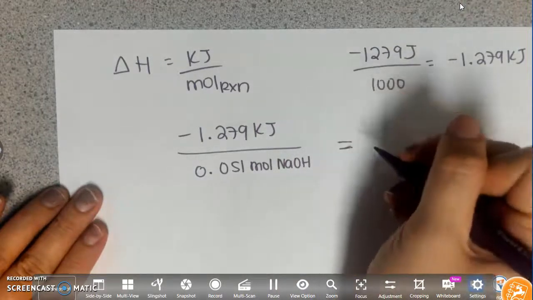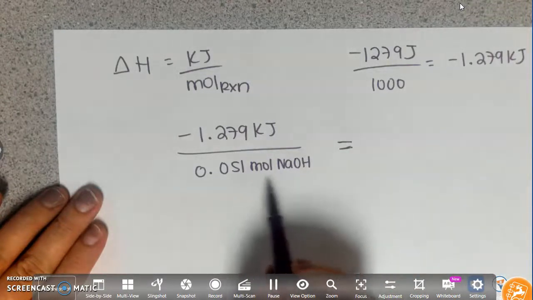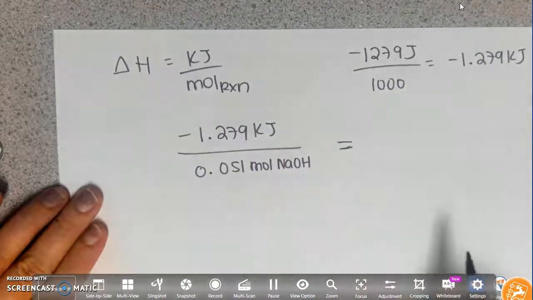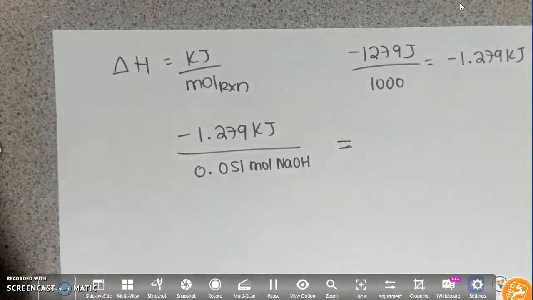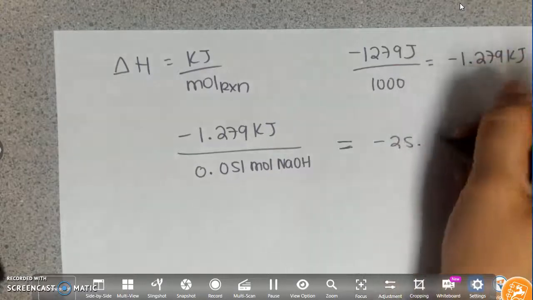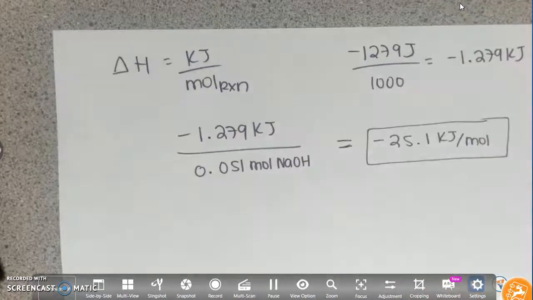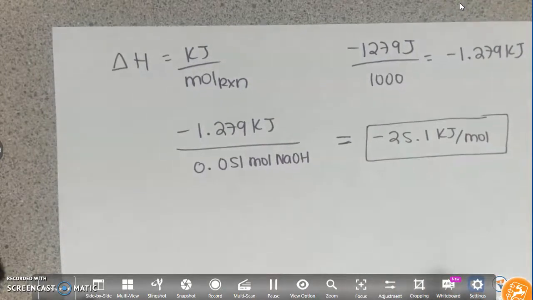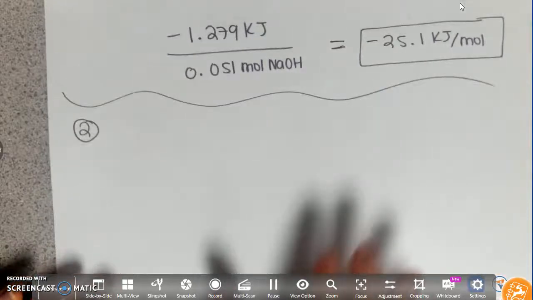Now, when you have something dissolved in water, there's not a balanced equation to write, and so the moles of your salt is like saying moles of reaction because we're dissolving this. And so you don't have to do another step when it is dissolving in water. And that would be negative 25.1 kilojoules per mole for the delta H for part 1, with my fake numbers.